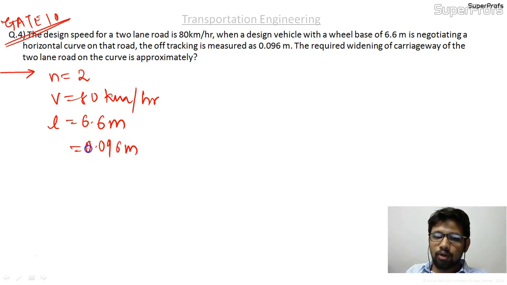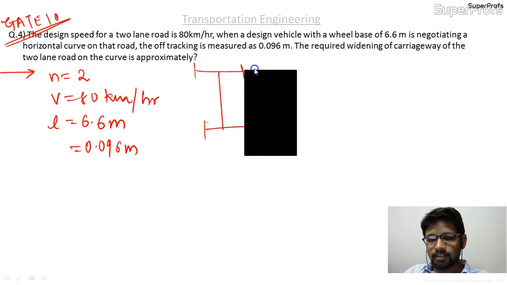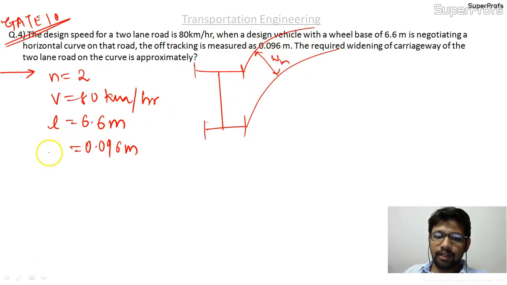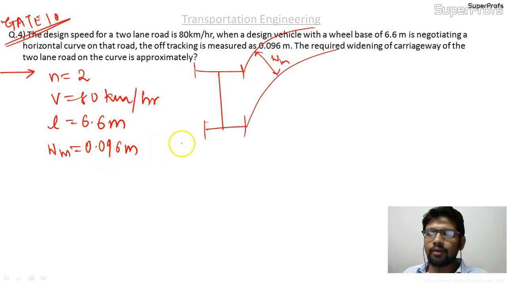0.096 meters. I hope you understood what off-tracking is. The vehicle is like this, and this wheel takes this trajectory, but this wheel takes a path like this. So this is the off-tracking, which is given as Wm, the mechanical widening. So indirectly they are saying the mechanical widening is 0.096 meters. The required widening of the carriageway of the two-lane road on the curve is approximately what?